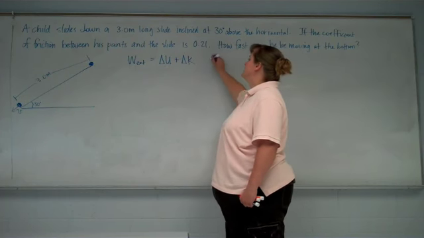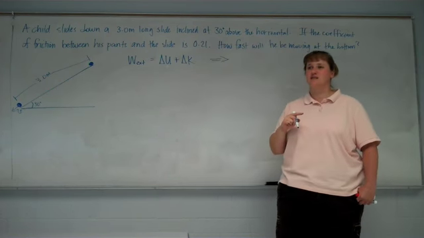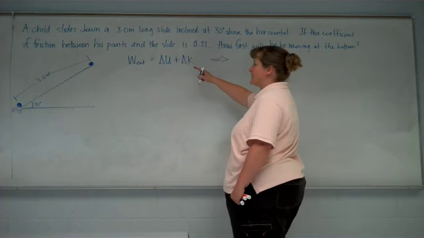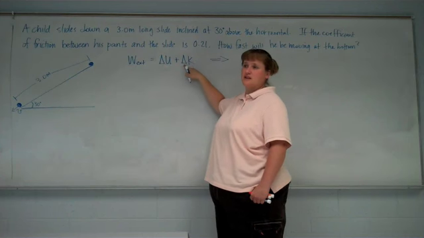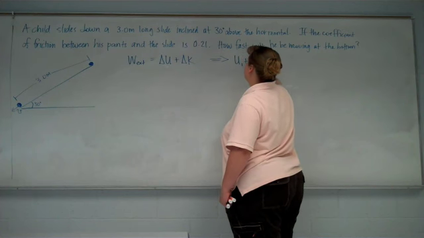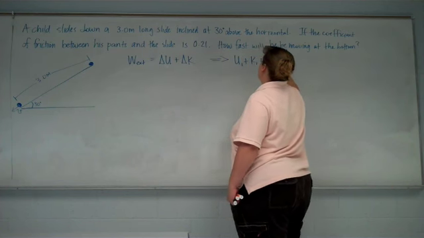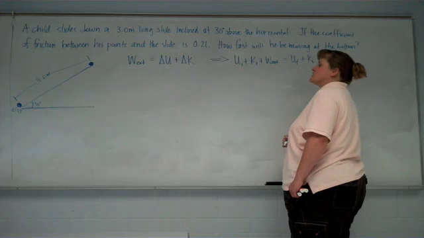By the way, for those of you who like to have the initials on one side and the finals on the other, do you want to write this equation that way? Because remember, delta U is U final minus U initial. Delta K is K final minus K initial. We bring all the initials to one side. That's what the equation will look like.